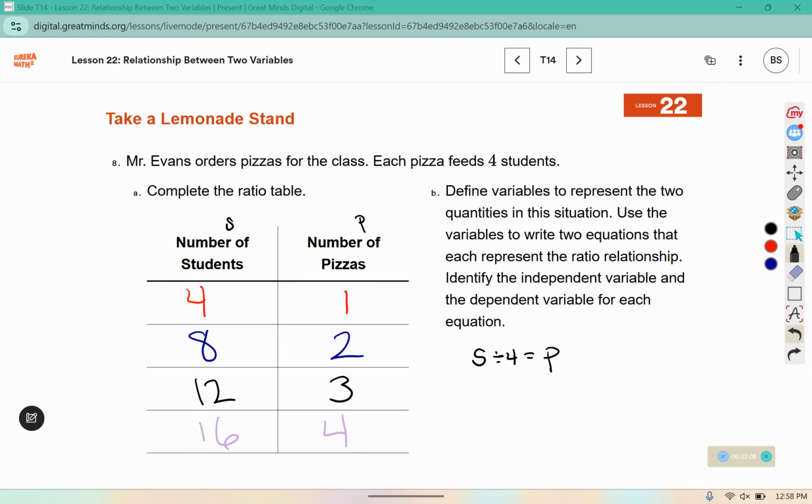8 divided by 4 is 2. 12 divided by 4 is 3. 16 divided by 4 is 4. But if we start with the pizza side and go this way, we take the pizzas and we multiply by 4 to get the number of students. In this case, S is the independent and P is the dependent. But in this problem, P would be the independent and S would be the dependent.